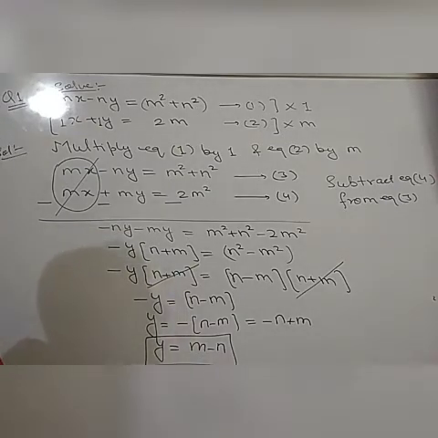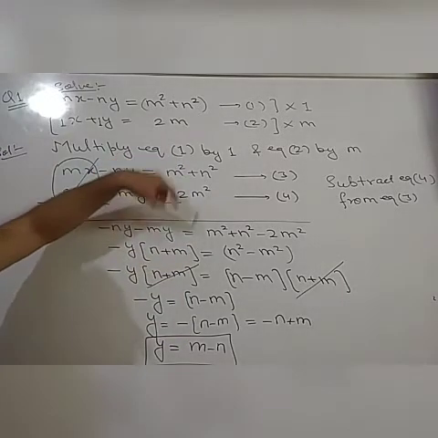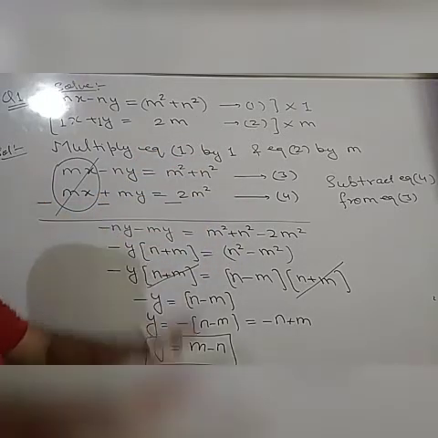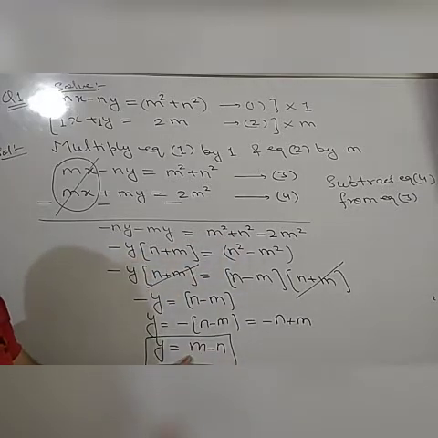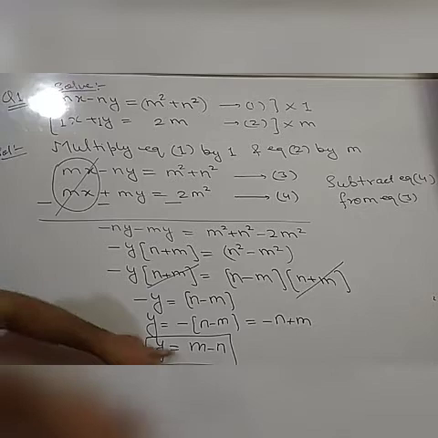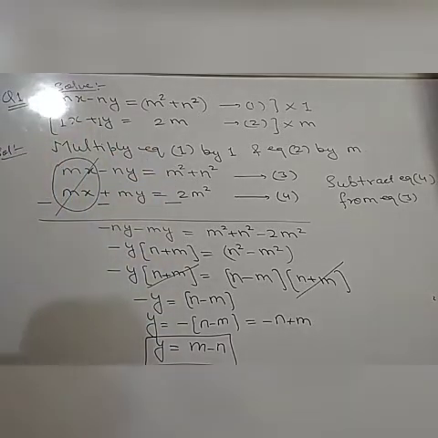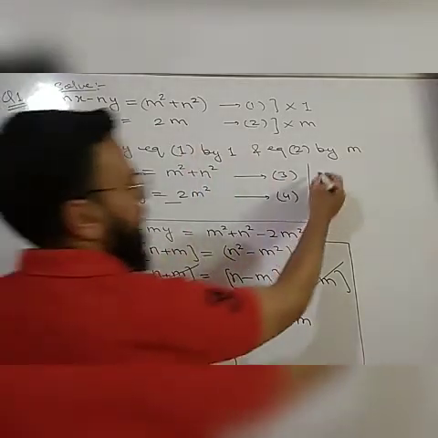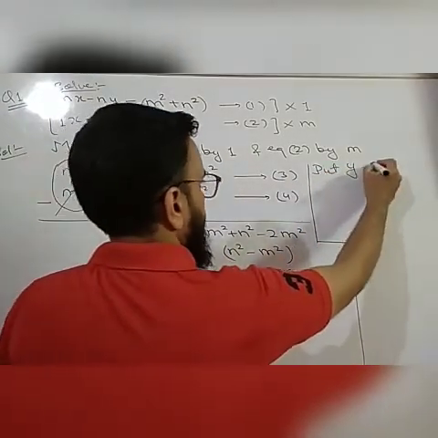So we get the value of y, which is equal to m minus n. Clear? Now what will we do? Now we will put the value of y in any of the equations, either in equation 1, equation 2, equation 3, or equation 4. Whichever equation you want, you can put the value of y. Okay, so we will put the value of y in equation number 2. That will be easier. Note it down first. Now putting the value of y in equation 2.